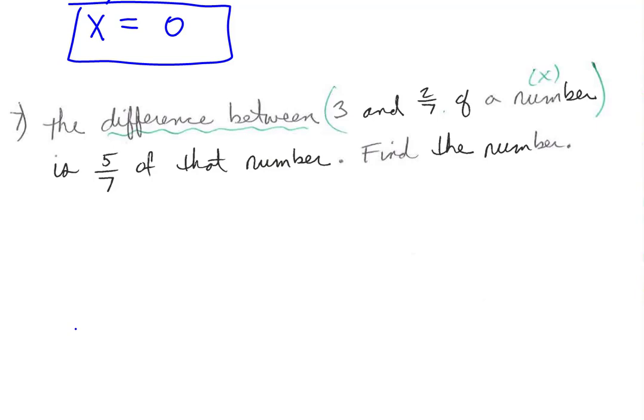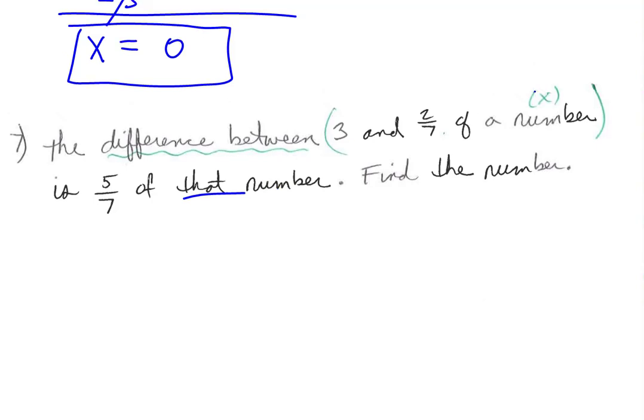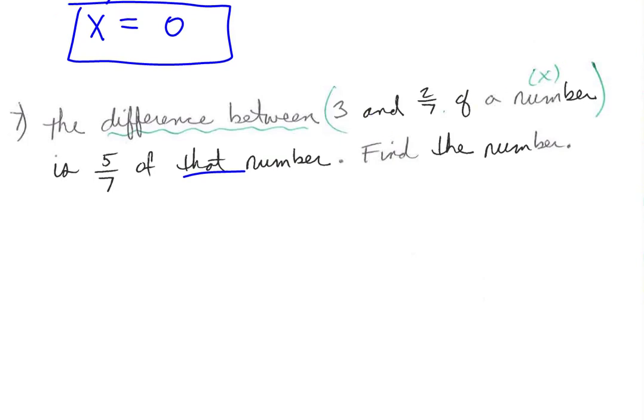This one reads, the difference between 3 and 2/7 of a number is 5/7 of what number? Find the number. Sorry, 5/7 of that number. Find the number. Well, we're going to translate this from words to symbols, as we've done in the past, but then this one's going to result in an equation that we'll also have to solve.